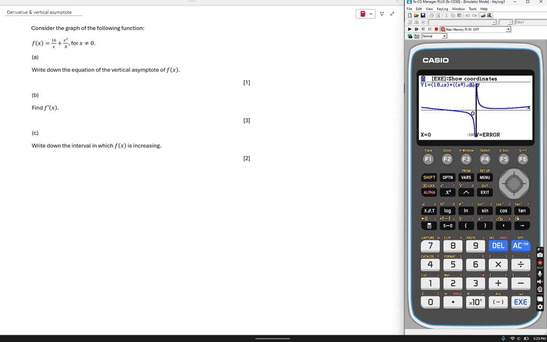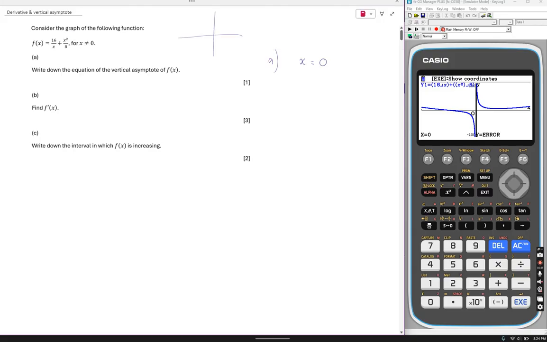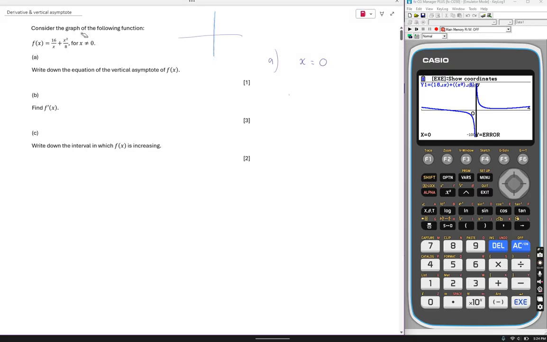That's important. For part A, it says write down the equation of the vertical asymptote. The equation is going to be x equals 0. That means there's a vertical line right when x is 0. That's what that is telling us. So your answer for part A needs to be in that form of x equals 0. Otherwise, you're not going to get a mark for it. It's only worth 1 mark, and that is the mark that you get.